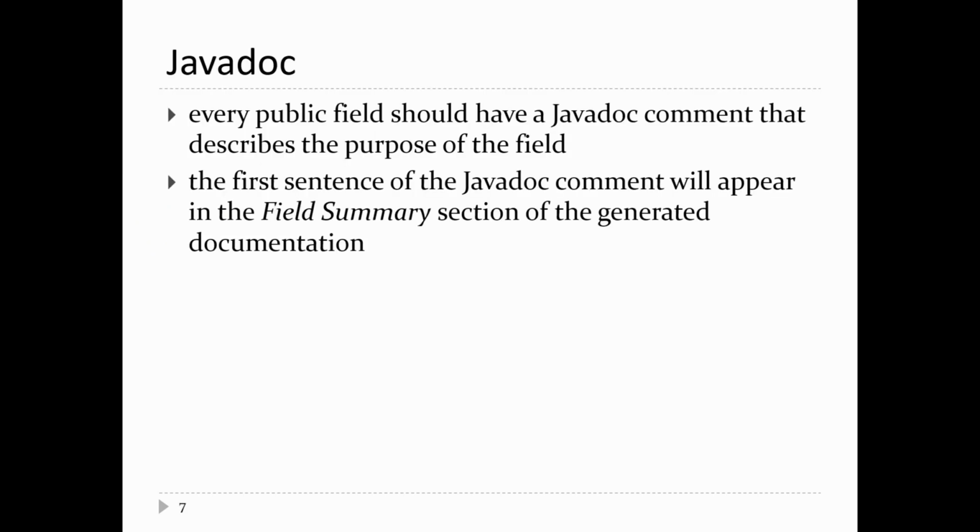If your class has public fields in it, you should have a Javadoc comment that describes the purpose of the field. The idea here is that you want to describe every public feature of the class. Depending on what you're writing the class for, you might want to describe the protected, package private, and private features as well. But for now, everything that's public should be described with a comment. So when you describe a field, you can write out as many lines as you want, but the first sentence of the Javadoc comment appears in the summary section for the field.